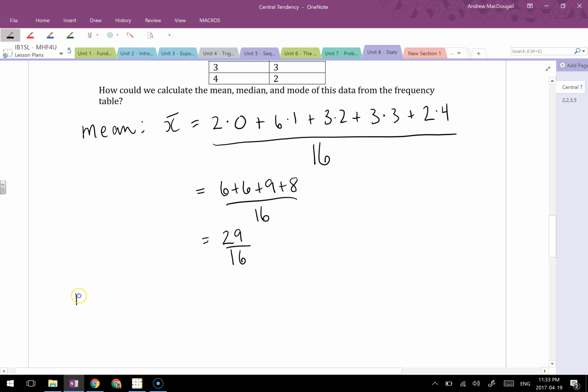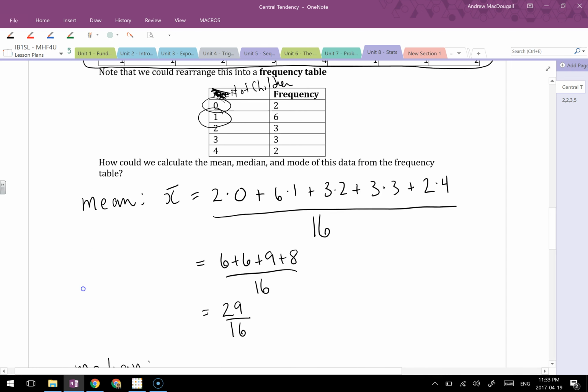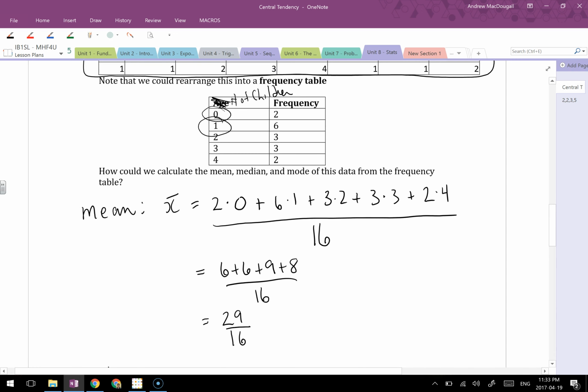Now, the median, how do we get the median? Well, these are in order, right? Think of this frequency table as really being a list: 0, 0, 1, 1, 1, 1, 1, 1, 2, 2, 2, 3, 3, 3, 4, 4. So there are 16 entries. So the median entry is going to be between the 8th and the 9th.